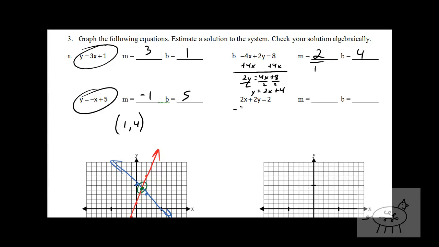Okay, and the next one, I'm going to subtract 2x. And I get 2y equals negative 2x plus 2. Divide both sides by 2, so y equals negative x plus 1. So the slope is negative 1, you can say over 1, and the y-intercept is 1. Okay, and we just go ahead and plot that.